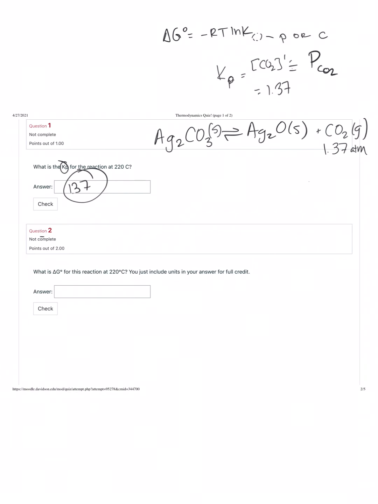What is the delta G for this reaction at 220 degrees Celsius? You must include units in your answer for full credit. Assuming we're at equilibrium, which we can because we're using our K, delta G naught is equal to negative R times T times the natural log of Kp. First, we determine our R. We are going to use 8.314 joules per mole Kelvin.